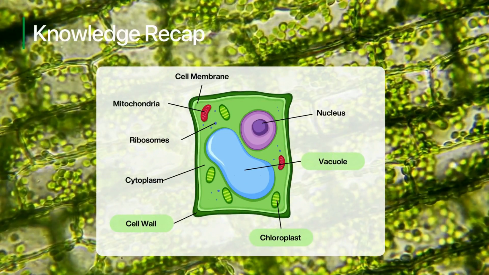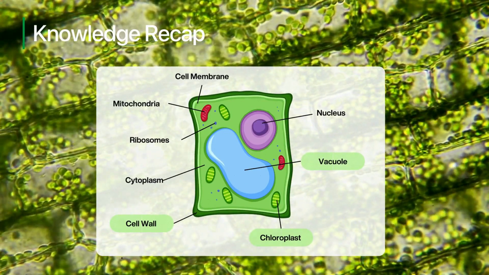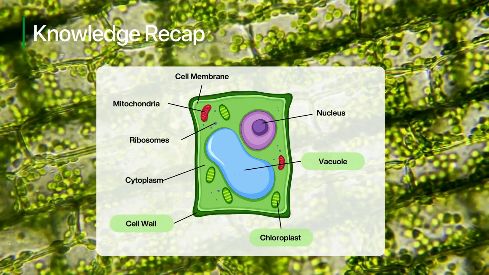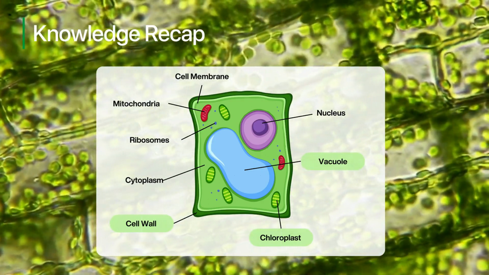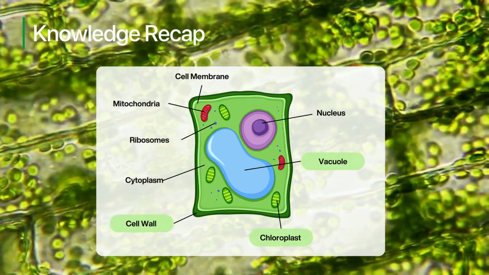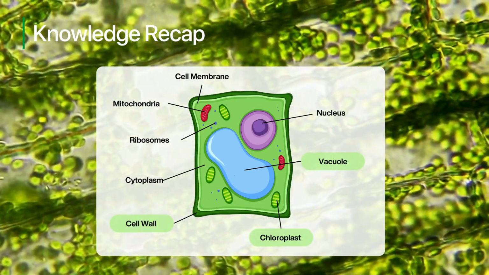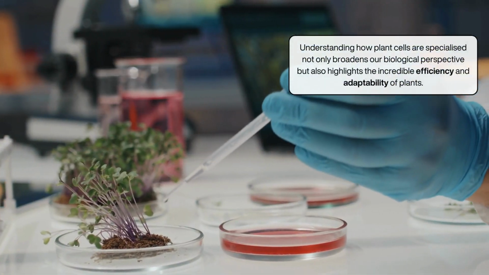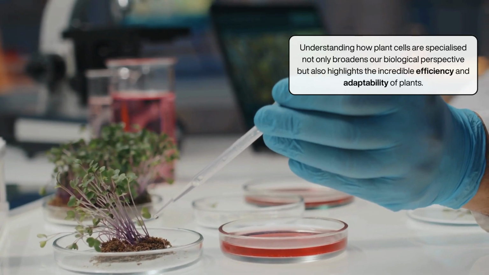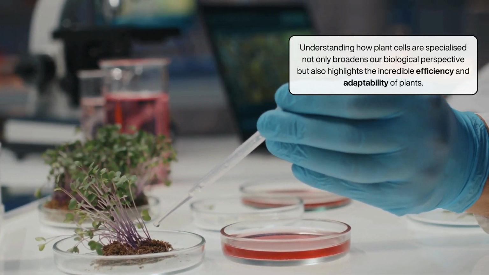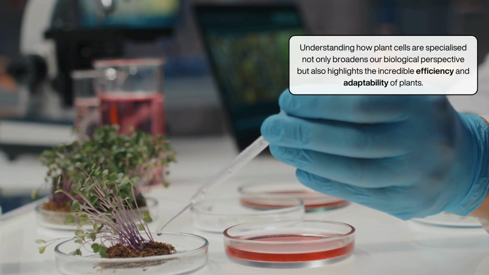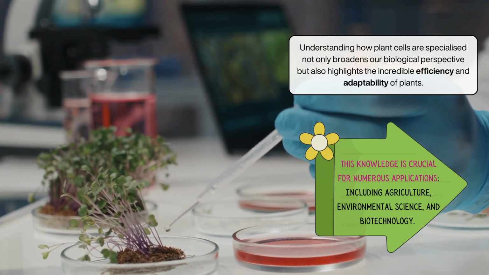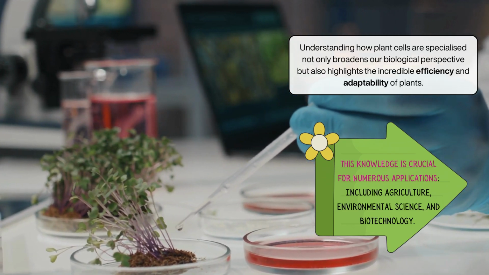So far, you have learned about the general structure of plant cells, including their cell walls, chloroplasts, vacuoles, and other organelles. This foundational knowledge sets the stage for us to explore how plant cells differ from each other and contribute to the plant's overall vitality. Understanding how plant cells are specialized not only broadens our biological perspective, but also highlights the incredible efficiency and adaptability of plants. This knowledge is crucial for numerous applications, including agriculture, environmental science, and biotechnology.